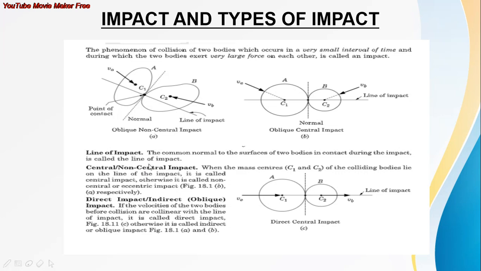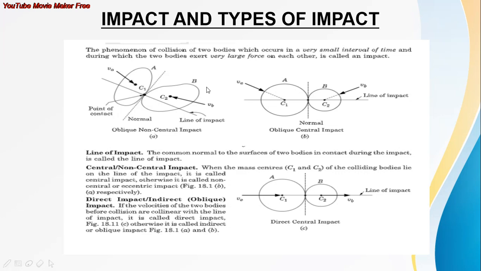Now a body can be oblique as well as central, or eccentric or direct impact also. Like in this case, you can see there's an oblique non-central impact. What does it mean? This line of impact does not coincide with C1 and C2, so it is non-central, and VA and VB are also not aligning with this line of impact, so it is oblique also. So this is an oblique non-central impact case.